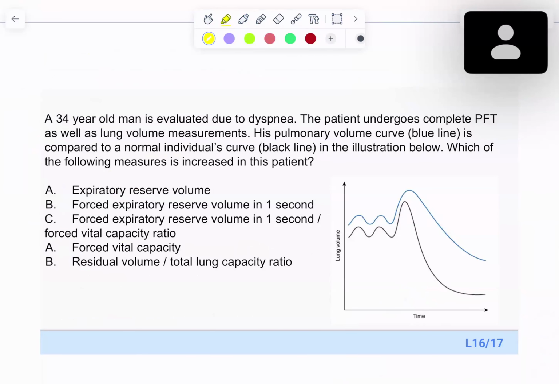The patient undergoes a complete pulmonary function test as well as lung volume measurements. His pulmonary volume curve, which is the blue line, is compared to the normal one, which is the black line. Which of the following measures is increased in this patient? Notice here the y-axis is the lung volume, and the x-axis is the time.